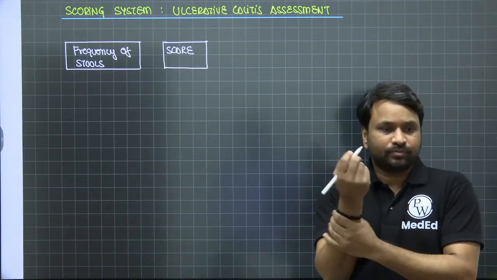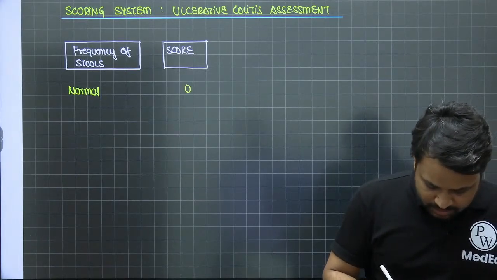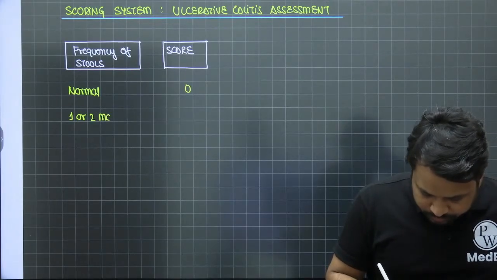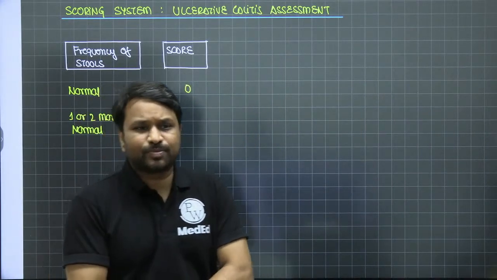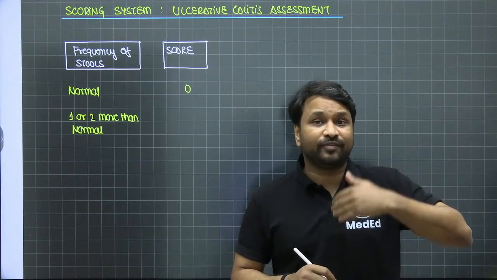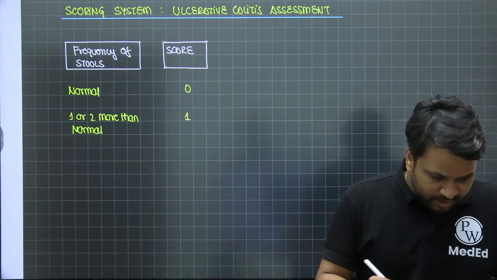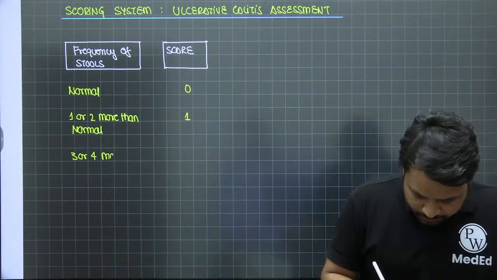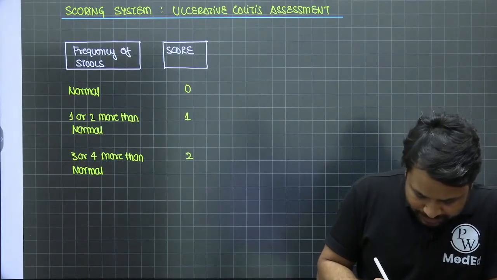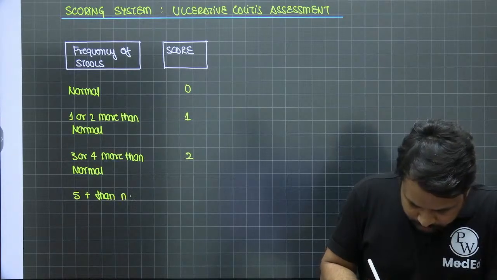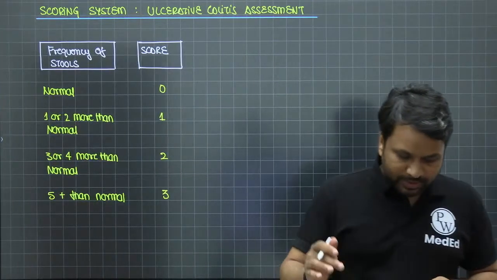Now, based upon that, if the frequency of stools is normal, a score of 0 is given. If it is 1 or 2 more than normal, let's say patient used to have 1 bowel movement per day, or let's say 2 bowel movements per day, then it is going to be considered normal. But if the episodes of stools are going to be 1 or 2 more than its usual one, a score of 1 is given. If patient has 3 or 4 more than normal, a score of 2. If it is 5 plus than normal, then a score of 3 is given. Right? So that's the frequency and the scoring that you have.